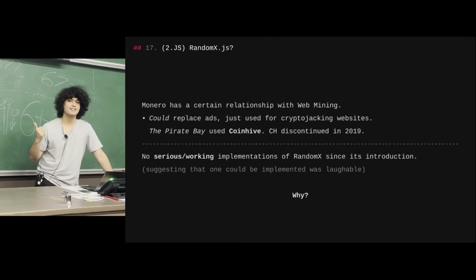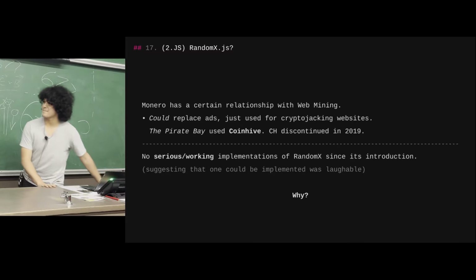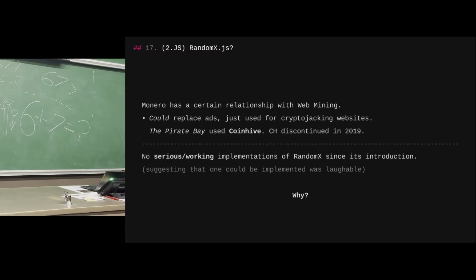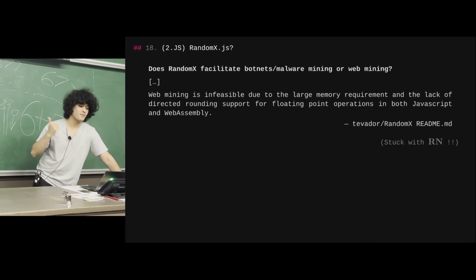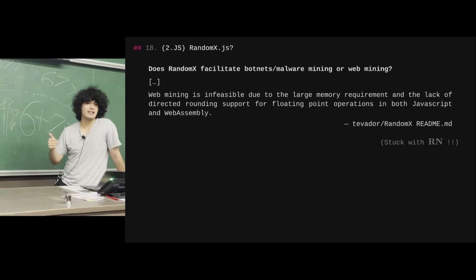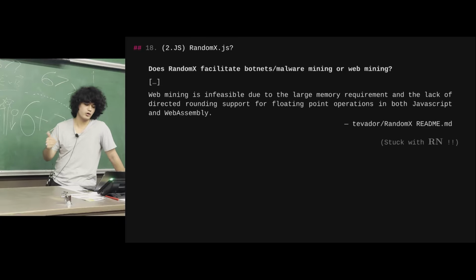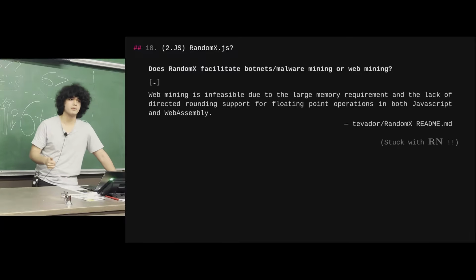The question is why? Why would it be laughable? This is a quote from the README. Does RandomX facilitate web mining? Web mining is infeasible due to the large memory requirement and the lack of directed rounding support for floating point operations in both JavaScript and WebAssembly, right?